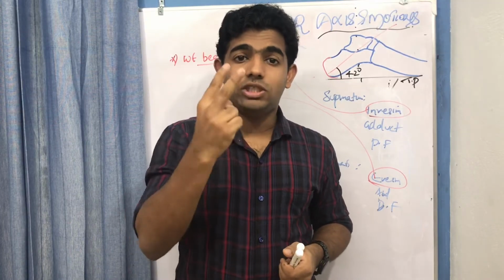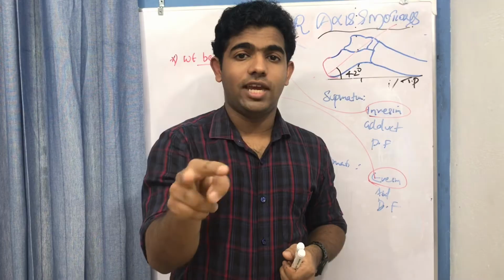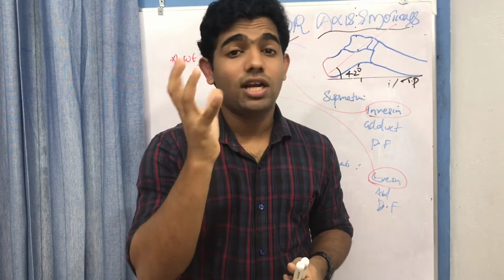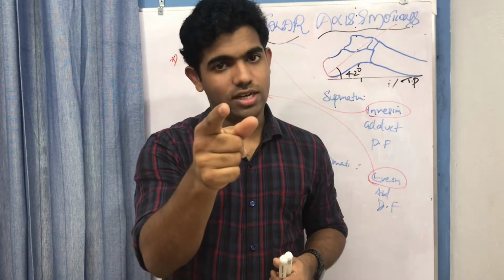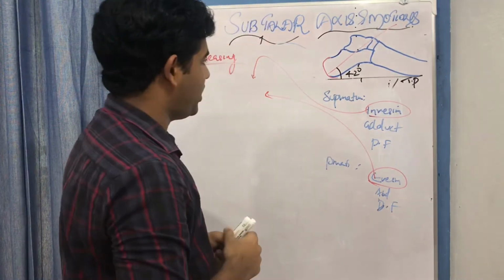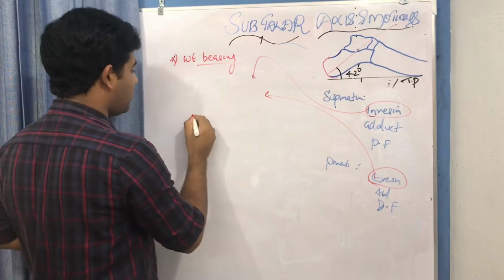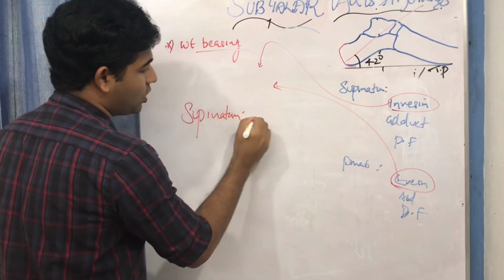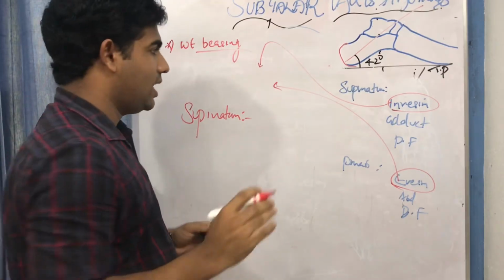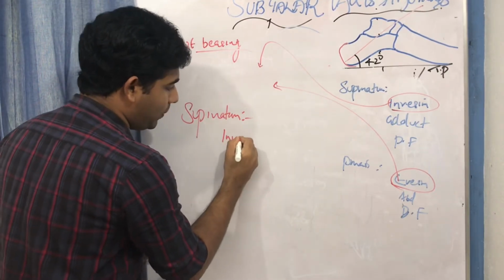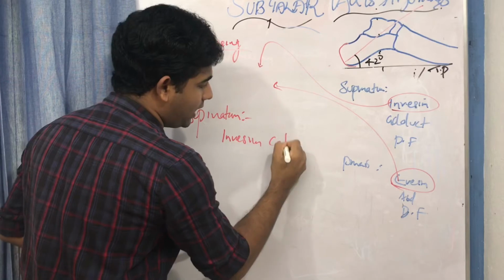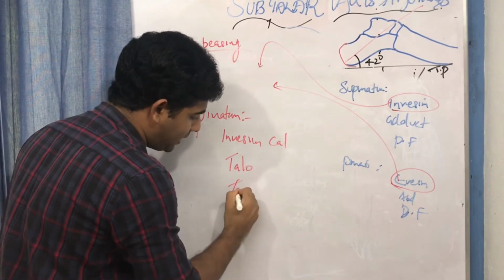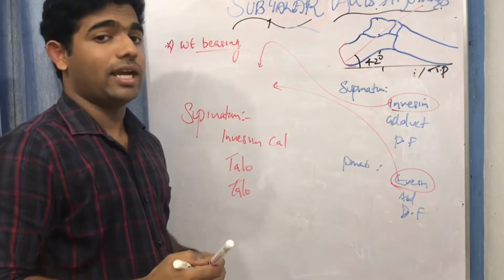What is that? The anterior and middle joints are convex-concave. The posterior joint is concave-convex. So this has reciprocal concave-convexity. Right. Now let us imagine the situation in which we have to have supination. In supination the primary movement will be inversion, which is provided by your calcaneum. Now we have to have two movements by our talus.